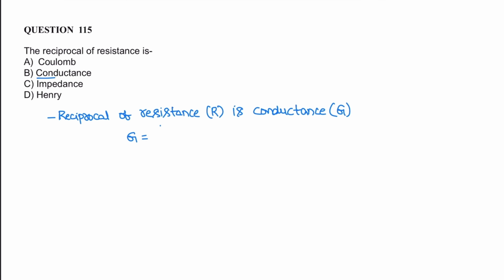The unit of resistance is ohm, which can be represented as omega. The unit of conductance is mho, which can be represented like this, or as ohm inverse. These are the units of conductance. So the correct option is B.